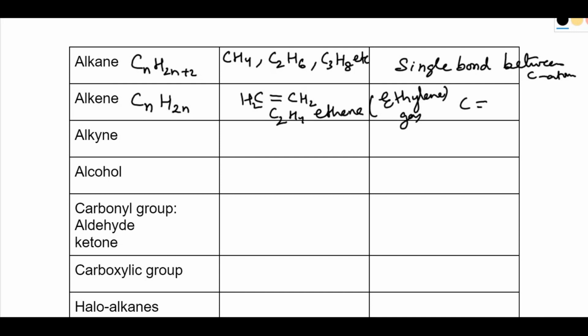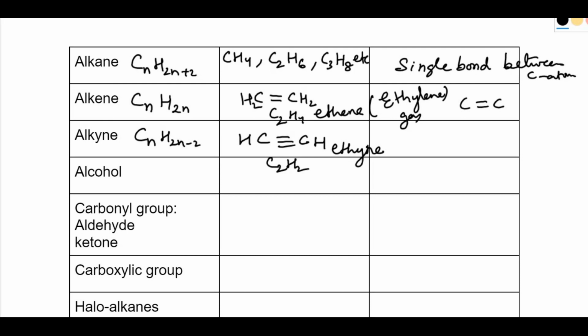So there should be a carbon-carbon double bond. The alkyne general formula is CnH2n minus 2. In this case also, the first member of the family, methyne, is not possible. So you have a carbon-carbon triple bond, and the first compound is ethyne, C2H2.